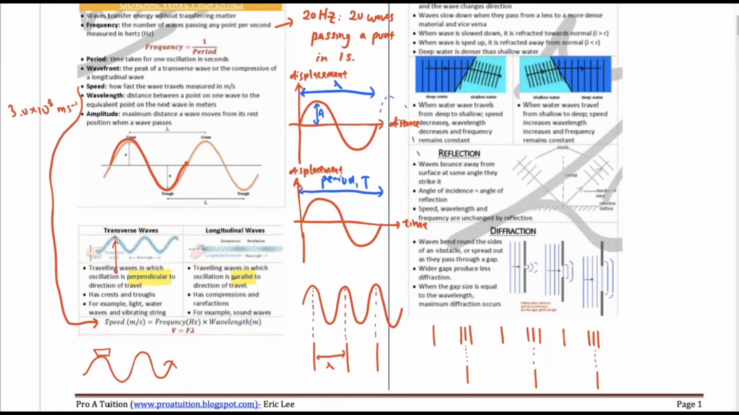There are compressions, so here, here, and here, and rarefactions. Rarefaction is the part which is stretched. For example, sound wave. Now, formula: speed equals frequency times wavelength. So, okay, let's move on.